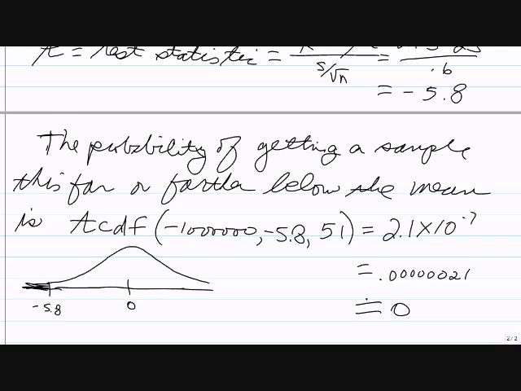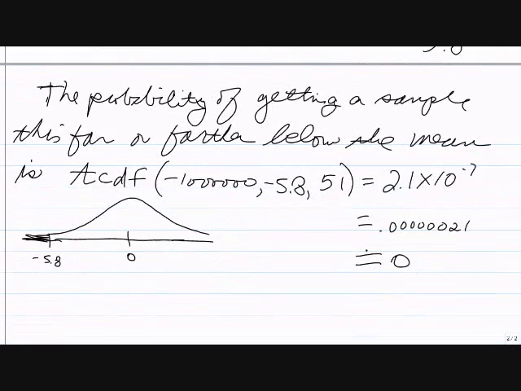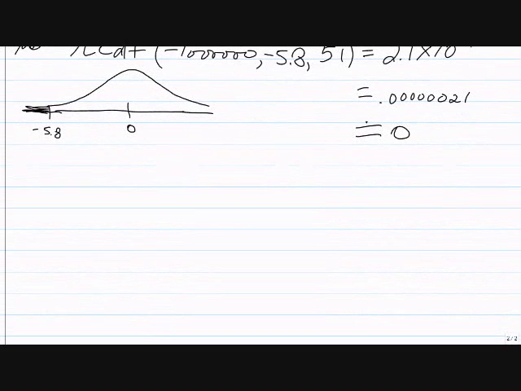So the probability of getting a sample this far from the mean or further, this big of an outlier, if the mean was actually 25, is 0. So boy, I think I've got really good evidence that 25 is not the true population parameter.